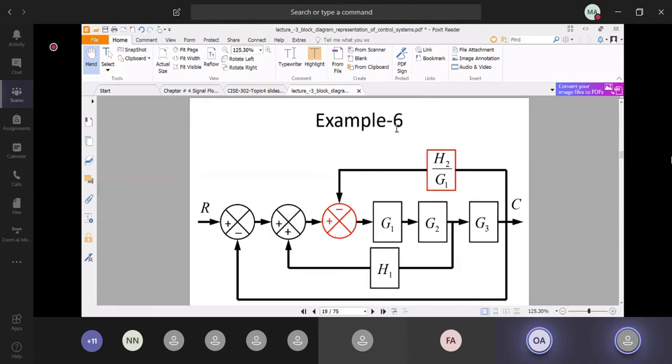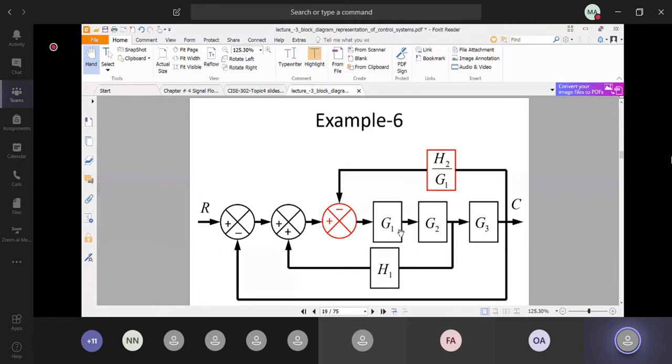Let's look at this one. So this will be the next step. I move G1 before the summation. So at the output I get G1, but the other input I will get 1 over G1. Now here we solve the problem. I have here two summations together. I can swap between them. If I move this red one to the left and this black to the right, after that I can deal with this.